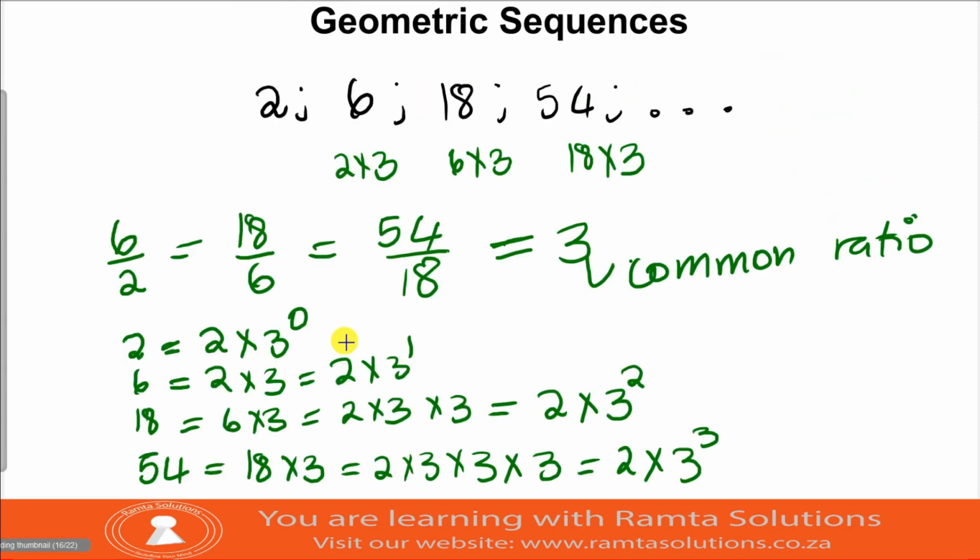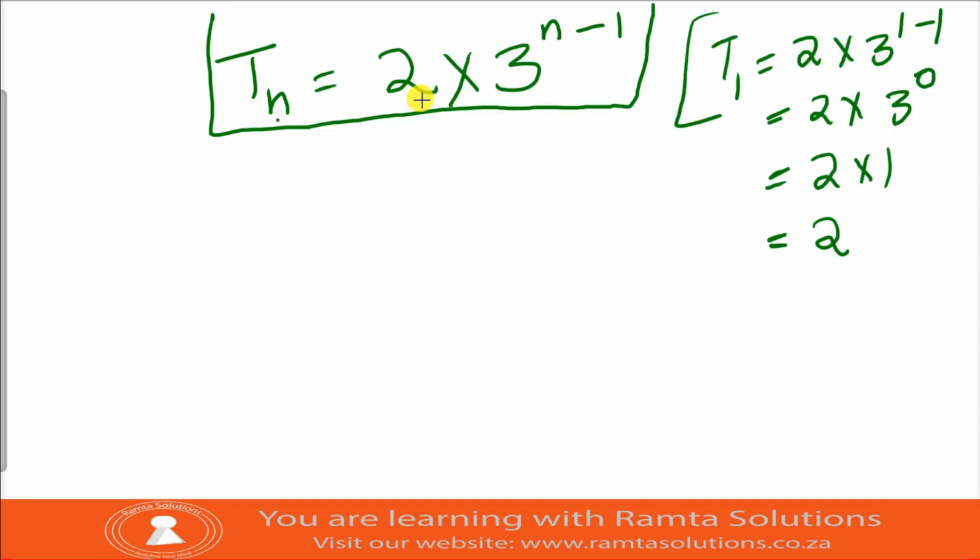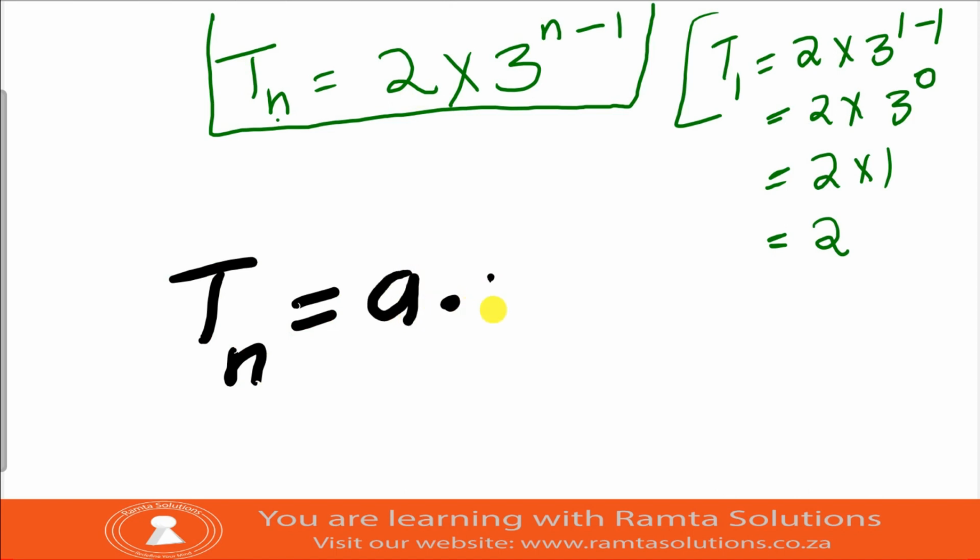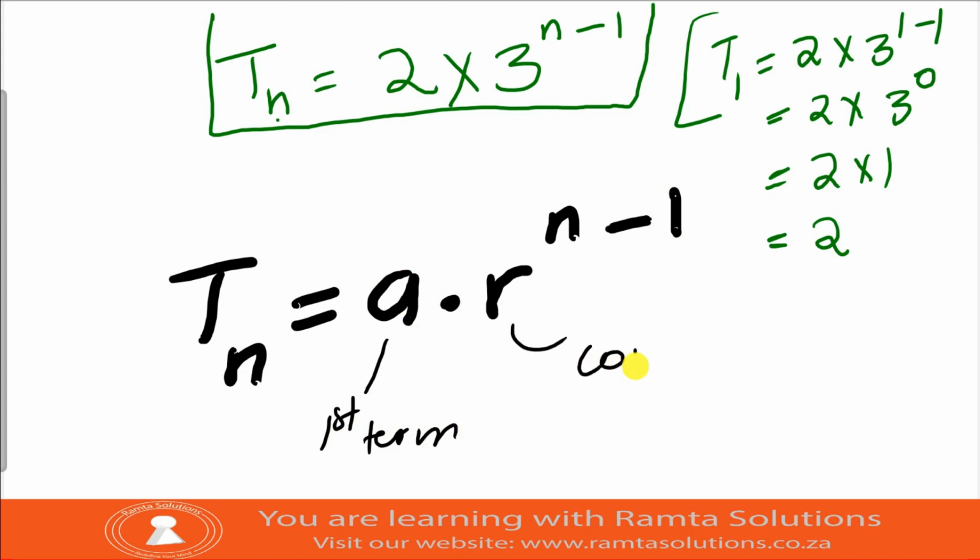Now go back. I see here the first term was 2, and this is how this sequence behaves. So maybe I should say this sequence, its general term is Tn equals A, and I'm going to call the common ratio R, to the power n minus 1. Remember what I had said? I said this is the first term, this is the common ratio.